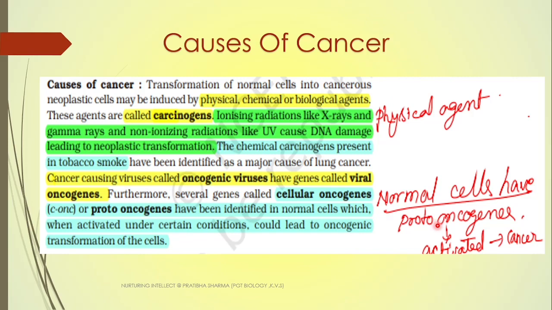Now, all normal cells have cellular oncogenes which are also known as proto-oncogenes. Now, these oncogenes, due to any of these agents, when they get activated, cause the oncogenic transformation of the cells and the cells lose their property of contact inhibition and this results in the development of cancer or tumor.